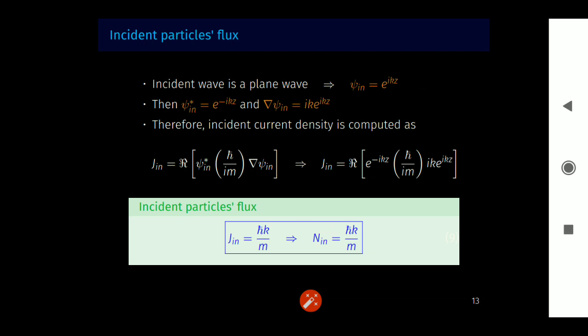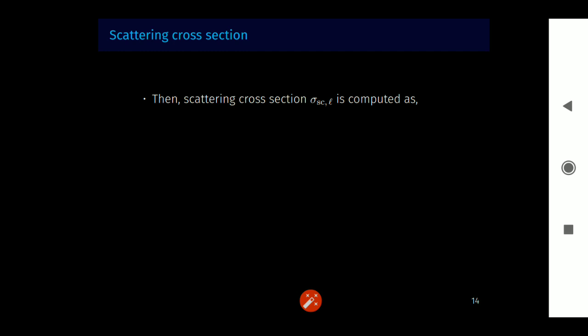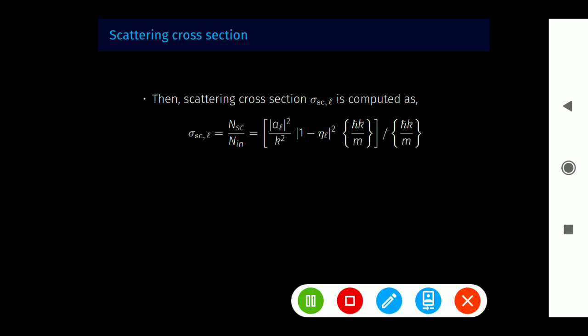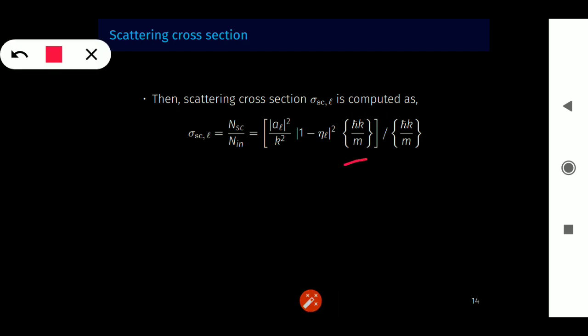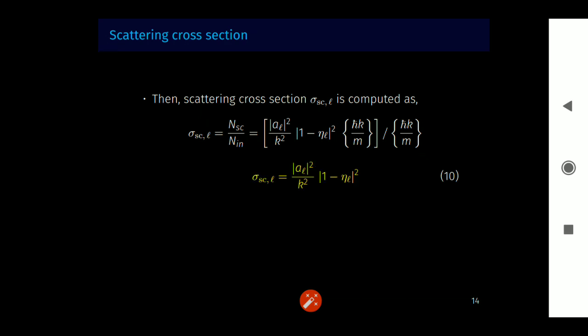We know the incident particle flux, and we also know the scattered particle flux. Taking the ratio of the two, one can estimate the scattering cross section σ_sc. The common factor ħk by m in the numerator and denominator gets cancelled. Then the scattering cross section becomes modulus of A_l squared divided by k squared into modulus of (1 minus η_l) squared.